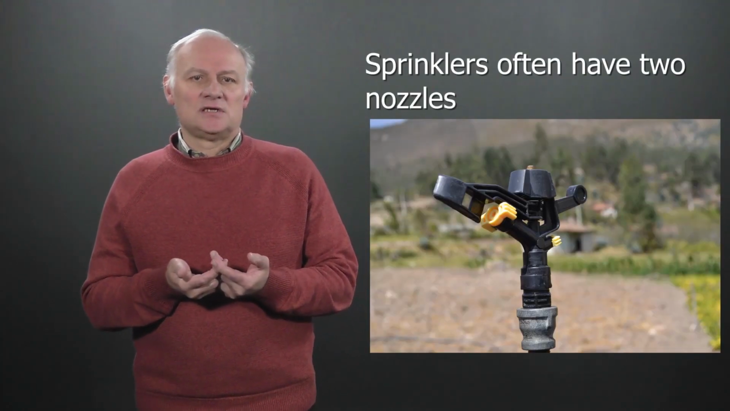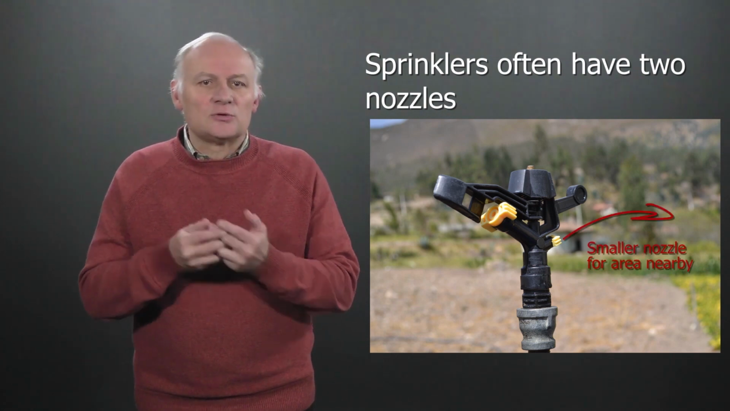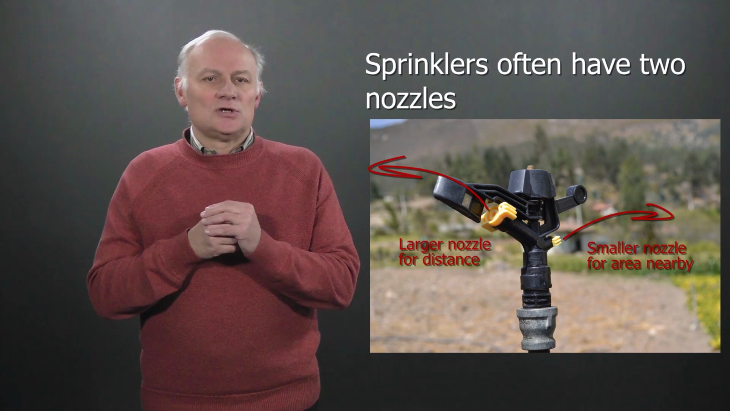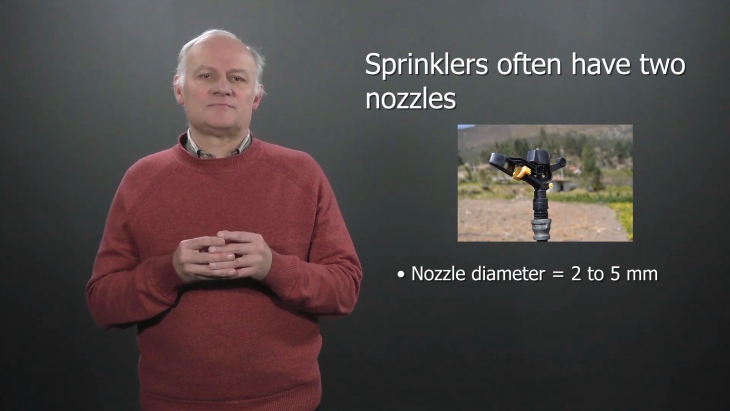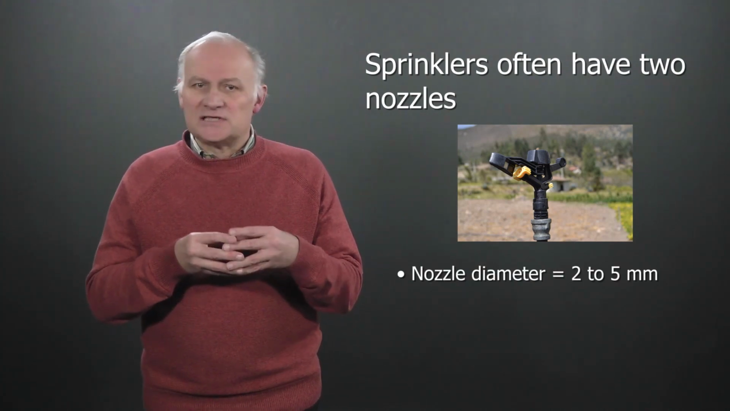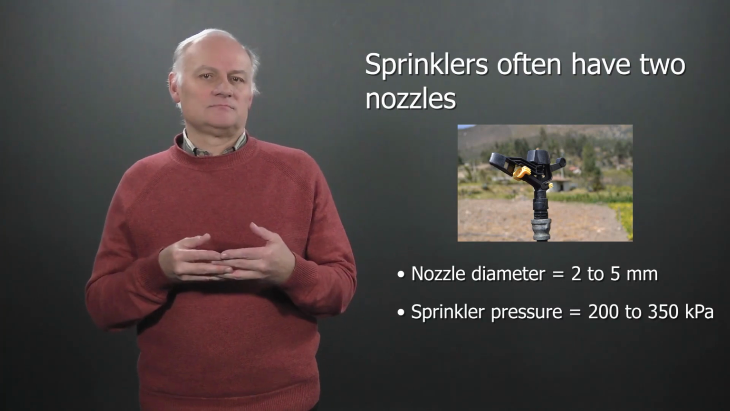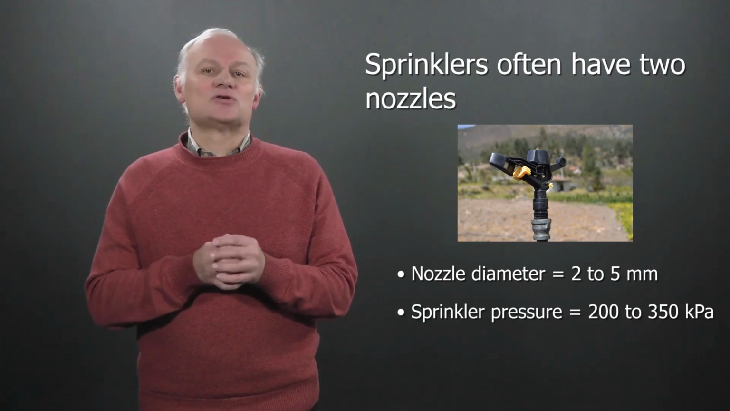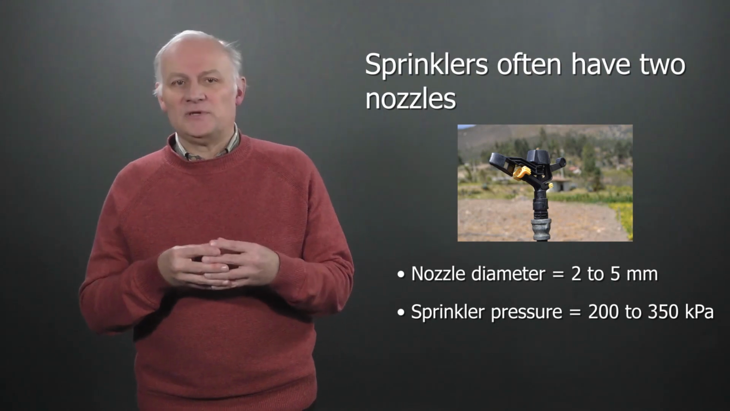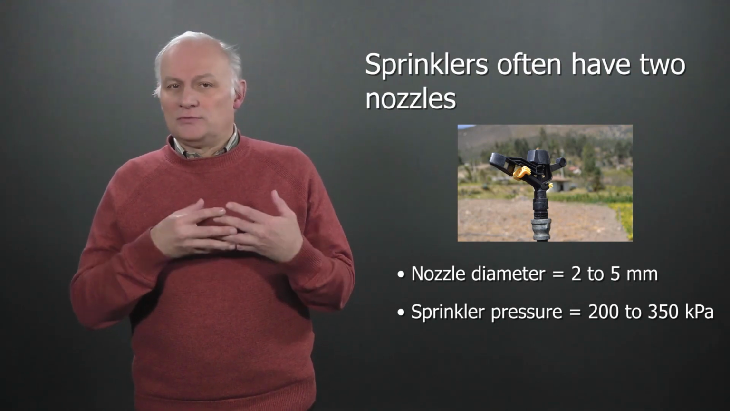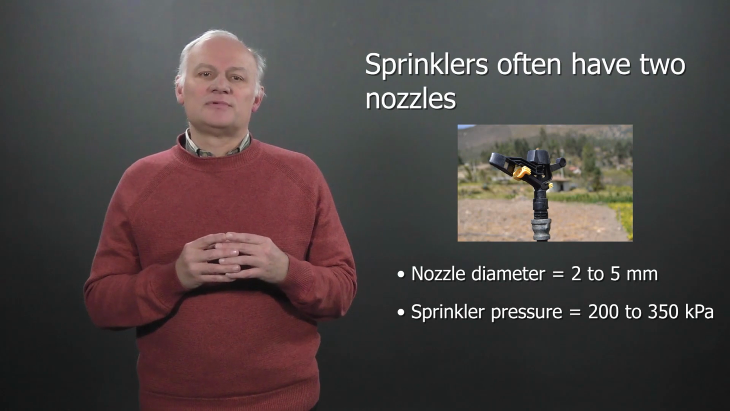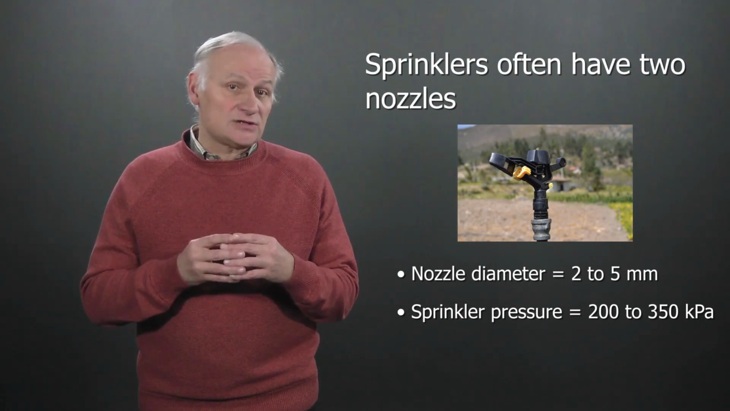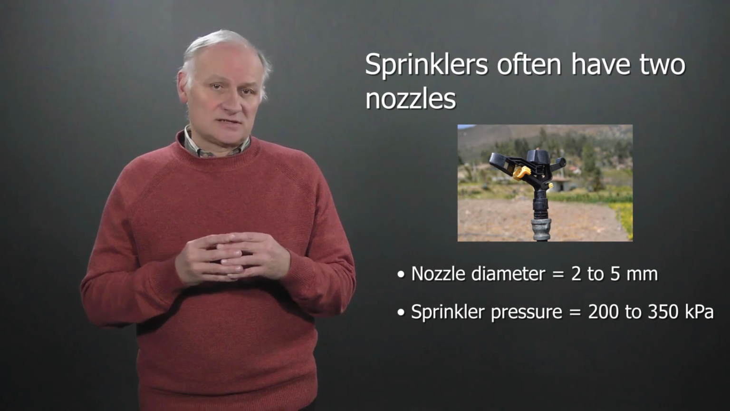Often, sprinklers also have two nozzles with different diameters. One is serving the area nearby and the other one is serving at a distance. Nozzles typically have an opening with a diameter of around 2 to 5 millimeters. The pressure inside the sprinkler is about 200 to 350 kilopascal. So, expressed in water column, this corresponds to about 20 to 35 meters. In other words, if we try to operate a sprinkler from an overhead reservoir without using a pump, this reservoir needs to be at least 25 meters higher than the sprinklers.